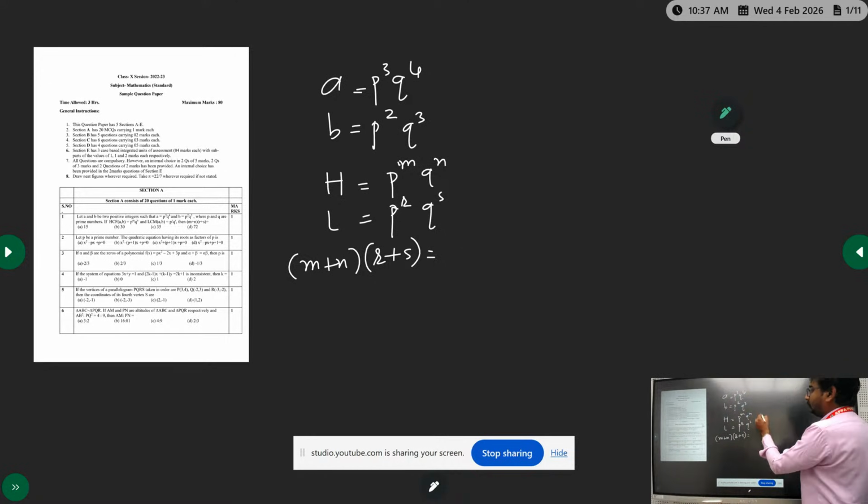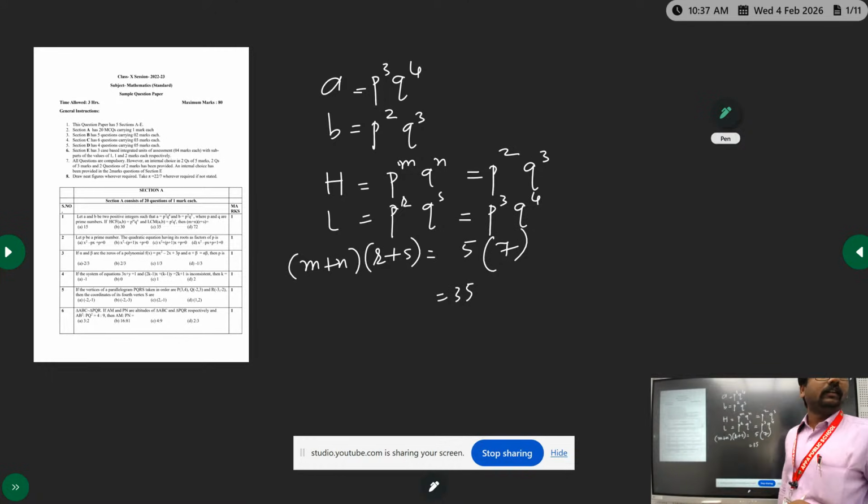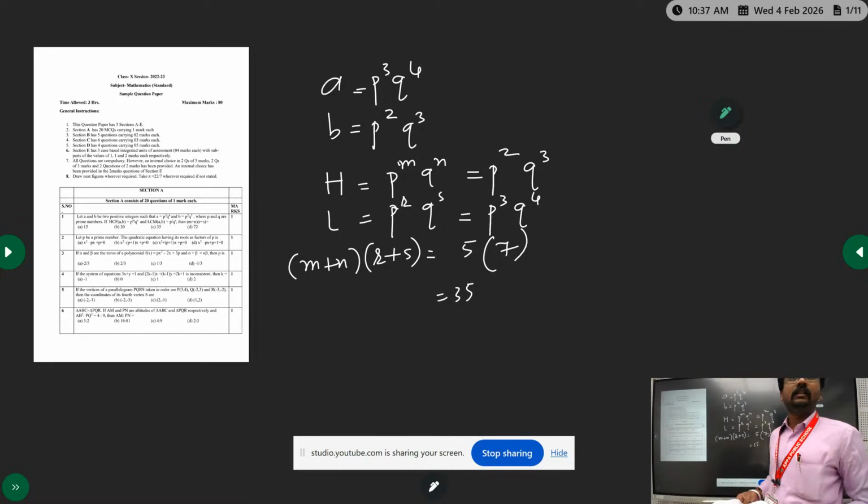So now tell me, what will be your HCF of these two? P square Q to the power 3. Then the LCM will be P cube Q to the power 4. M plus N into R plus S: 2 plus 3 is 5, 3 plus 4 is 7, what is your answer? 35. So which option will it be? Option C. Okay. Coming to the second question.